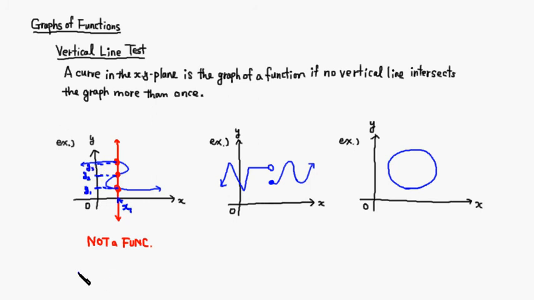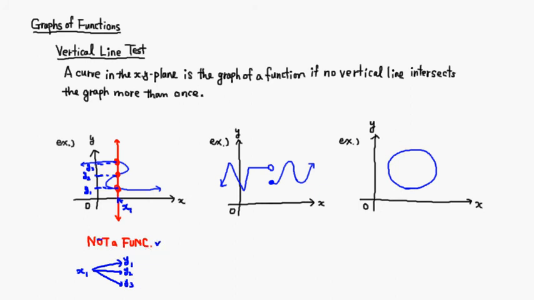So you can see that x1 is mapped to 3 different y values: y1, y2, and y3. Remember that in order to be a function, a single x value corresponds to exactly one y value. So therefore, this is not a function.